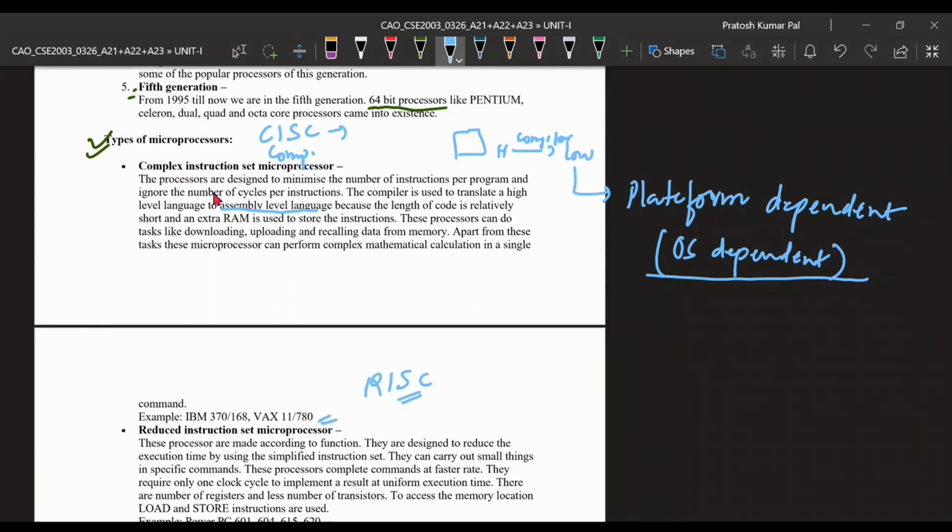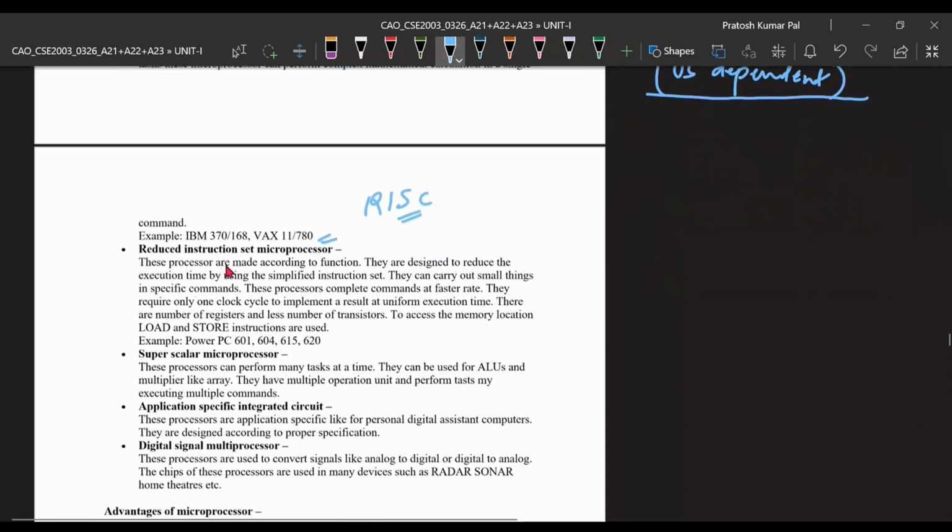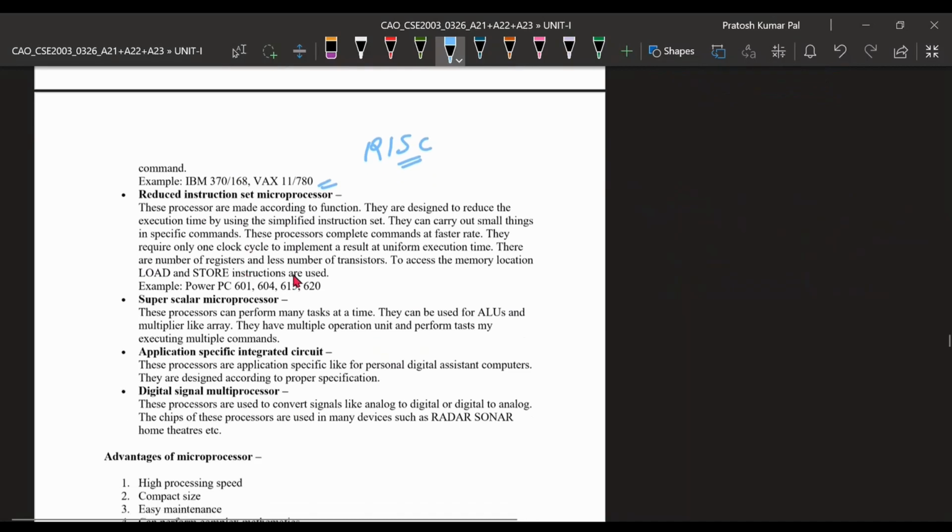But whatever time it is going to take, we are not controlling that, we are ignoring it. And the opposite to that is we are going to have a large number of instructions, but we are controlling the execution time of that particular instruction. So these are two different types of processors basically.